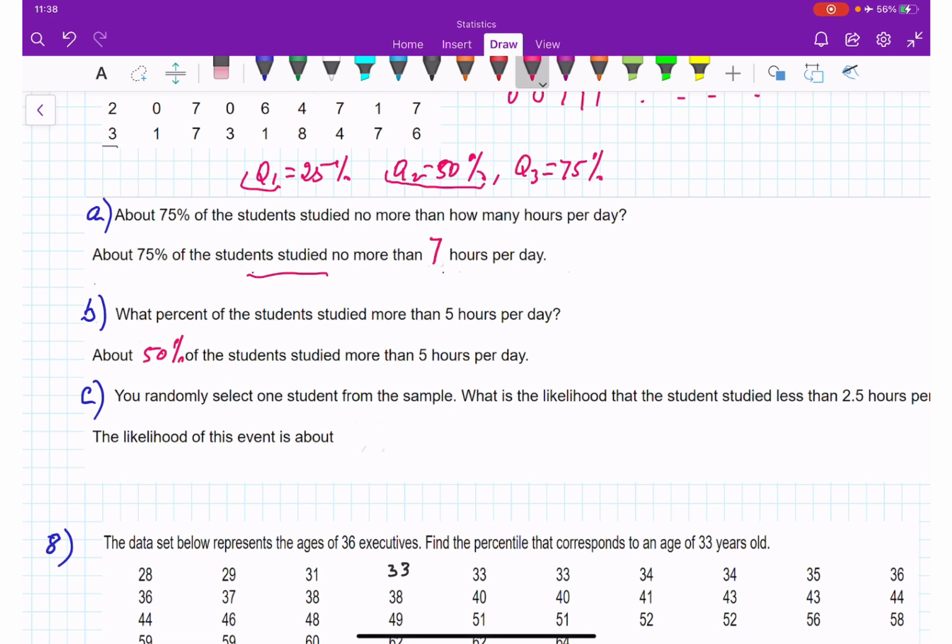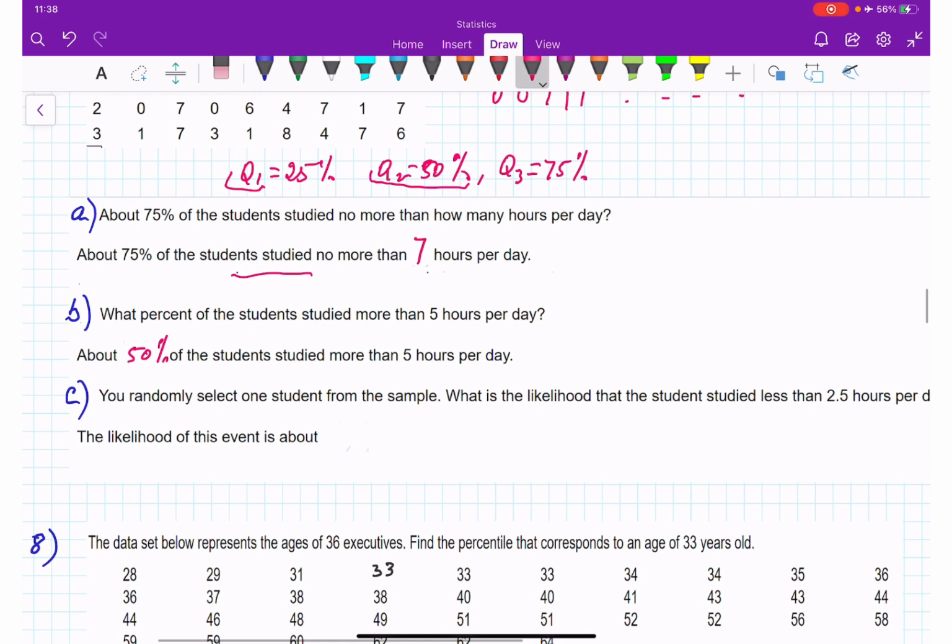Therefore, when it's asking for a student with less than 2.5 hours, it's going to be 25%, right? It's going to be 25%, which, again, I will show you on Excel. I will make a video on Excel and show you.